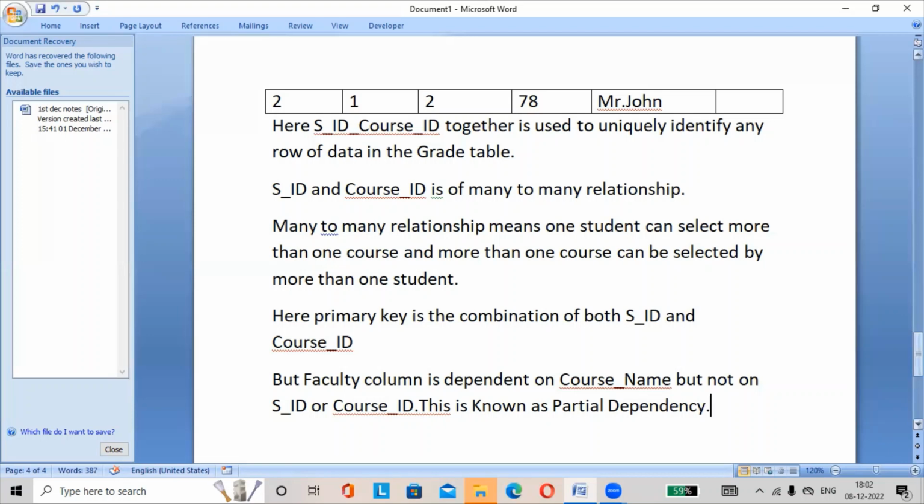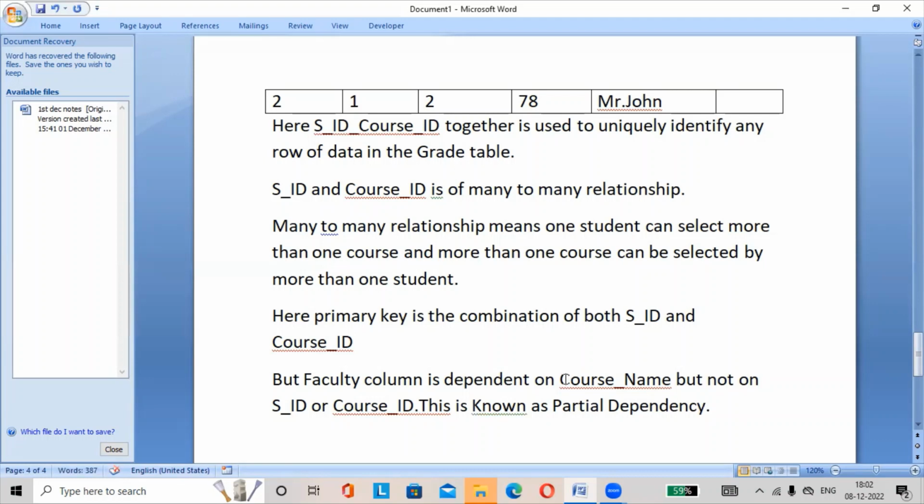One column is present by the name faculty. It does not depend on the primary key, so it cannot be used in the table. All the columns or attributes must depend on the primary key in a table, but this faculty column is dependent on the course name, which is not included in this table. So what we have to do? This problem is known as partial dependency. We have to remove this partial dependency.